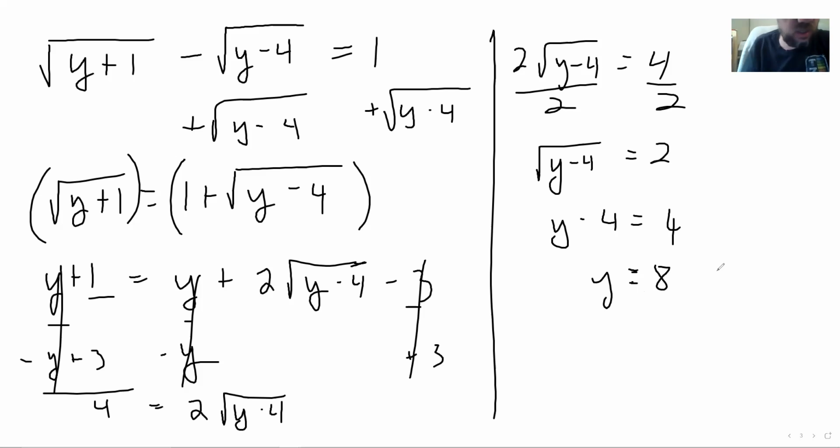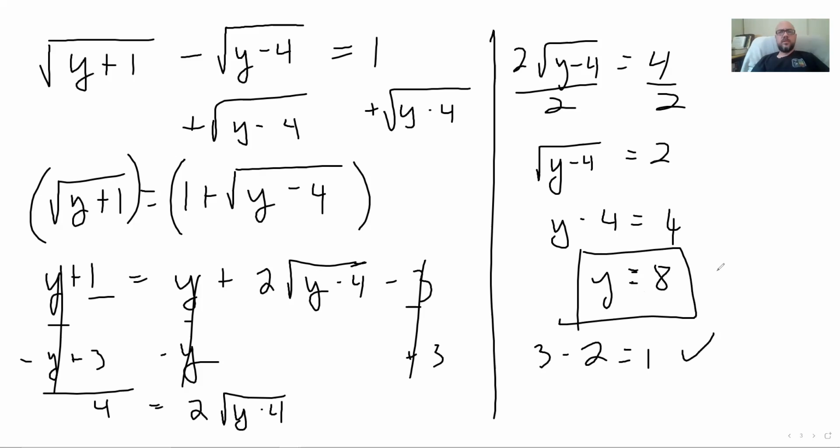So if I do that, square root of 9 is 3, square root of 4 is 2, 3 minus 2 does in fact equal 1. So there we go. Great. So that's the thing to watch out for here.